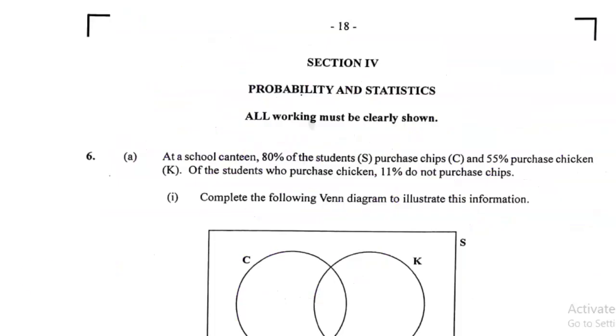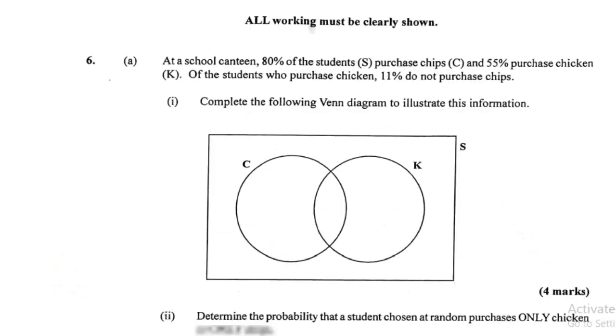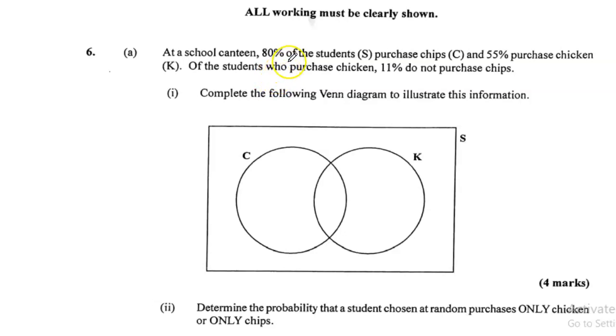So we are now at the final section of the paper, the statistics part. At a school canteen, 80% of the students purchase chips. So C is chips, right? And 55% purchase chicken. Chicken is K. Alright, so it's chips and chicken. Of the students who purchased chicken, 11% did not purchase chips.